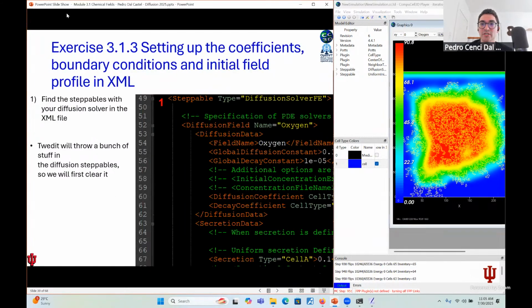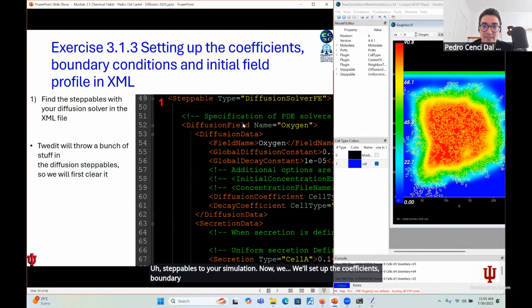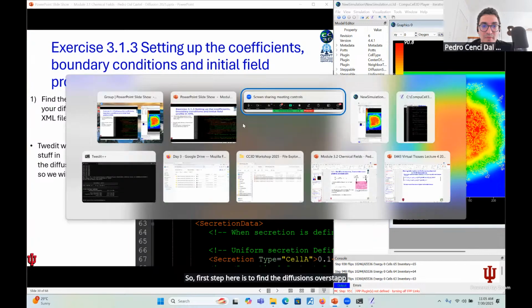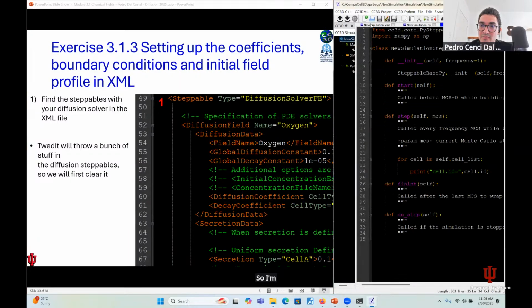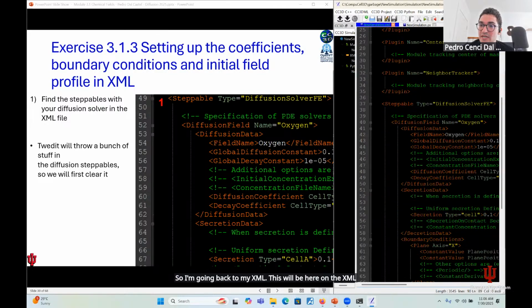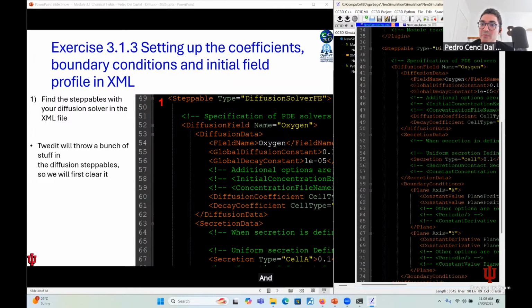Now we will set up the coefficients, boundary conditions, and the initial field profile. So first step here is to find the diffusion solver steppables in your code. So I'm going back to my XML. This will be here on the XML. Then I scroll down and I find steppable diffusion solver FE. So make sure you find that on your XML, diffusion solver FE.